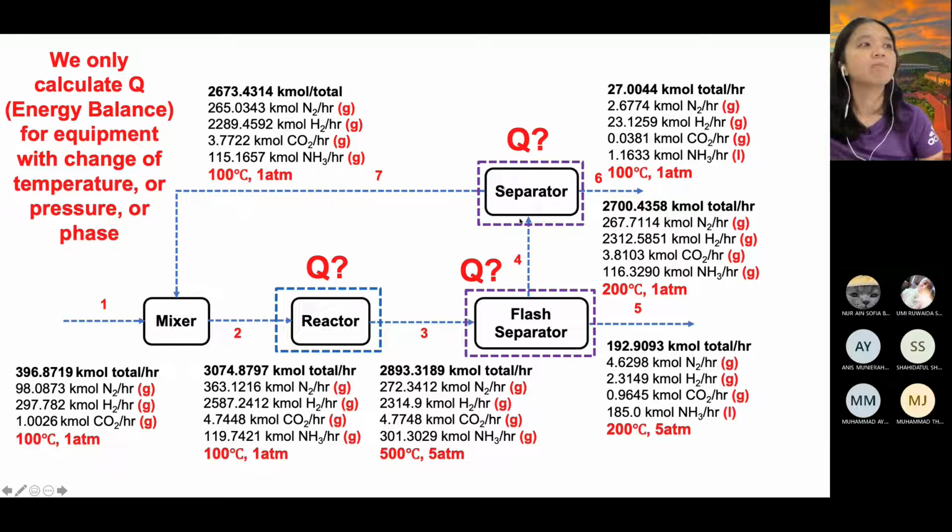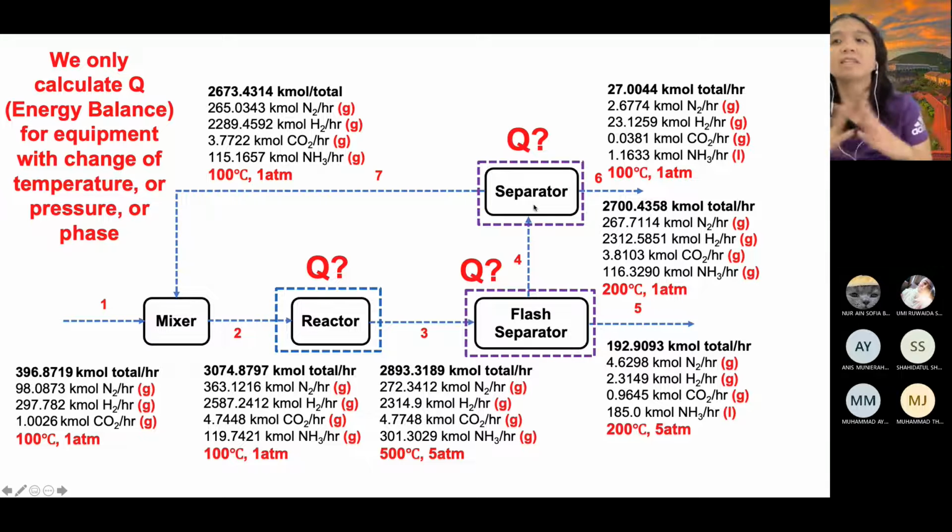So this separator pun you can see inlet 200, the outlet is 100, another 100, so change of temperature. Pressure, no change. No, there is a change of phase. You can see there's one ammonia liquid here. Ammonia previously was gas, the liquid. So this one means you have to calculate already for the separator. You have to calculate the Q for separator.